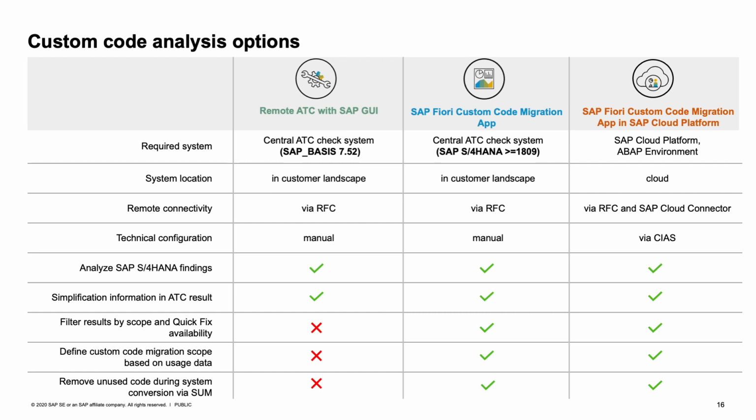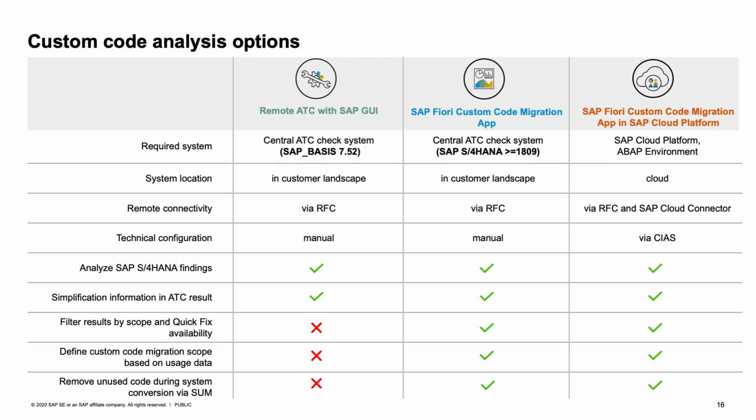So here you have the slide which represents the custom code analysis options. You can, of course, execute a custom code analysis with remote ATC and GUI transaction based on the SAP Basis Release 752. You will get the S/4HANA related findings and you get the whole simplification information in your ATC results, but you have some deficiencies. You will not be able to filter your results by scope and by quick fix availability, and you will not be able to upload the usage data to the GUI transaction ATC, or create the deletion transport request to get rid of the unused code in the system.